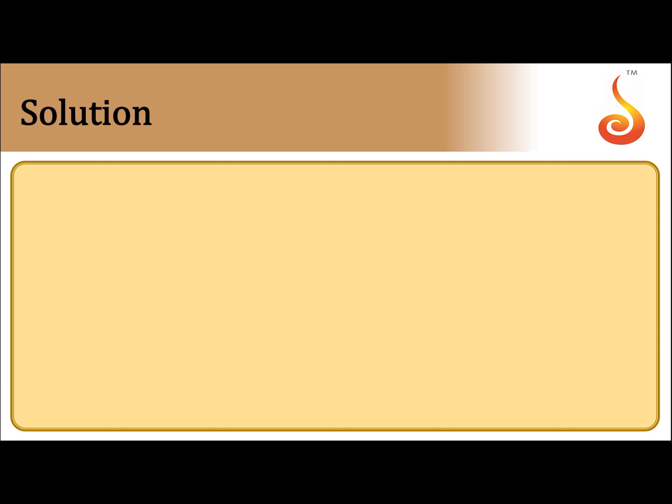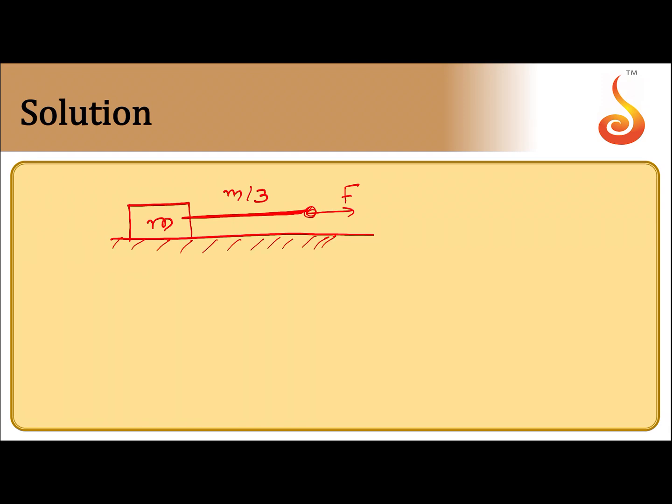Let us draw the diagram. This is a block of mass m, and here is a string or rope of mass m by 3, and a force F is exerted here, that is the force acting on this one. Now the question is, what is the tension at its midpoint? Now let us find the tension.